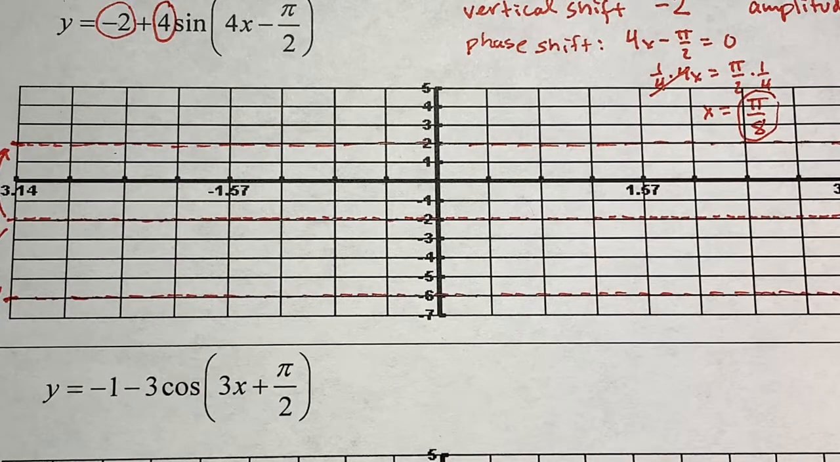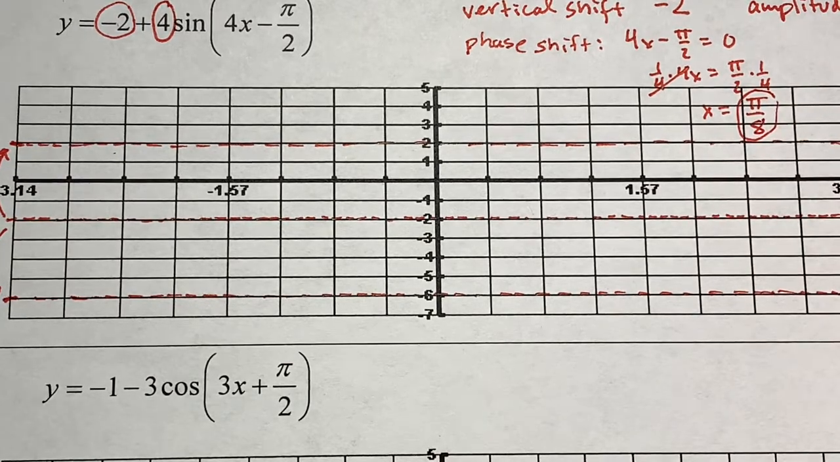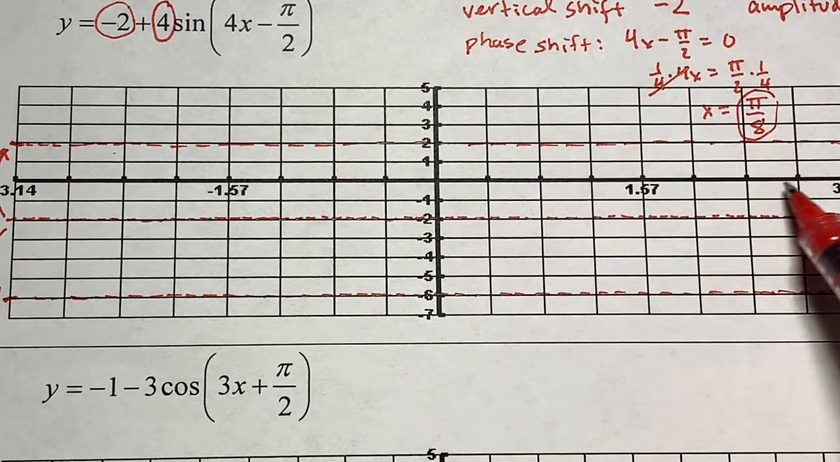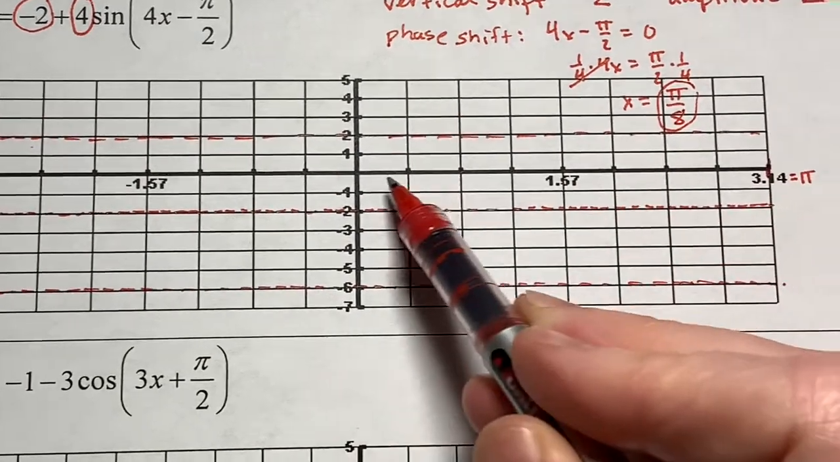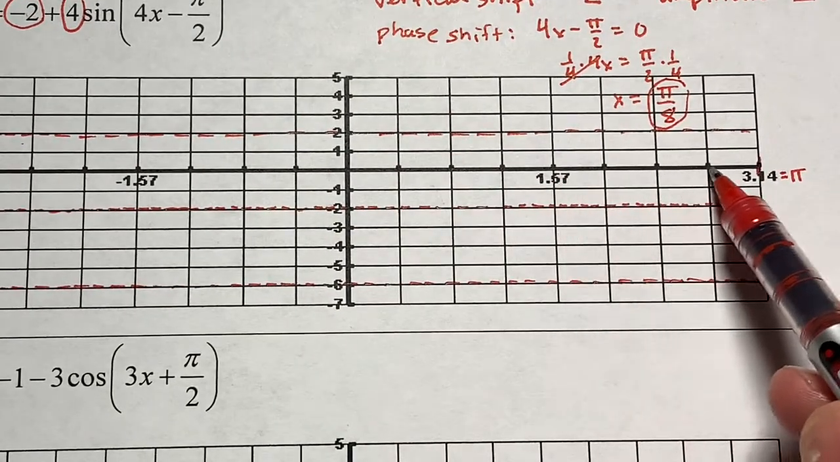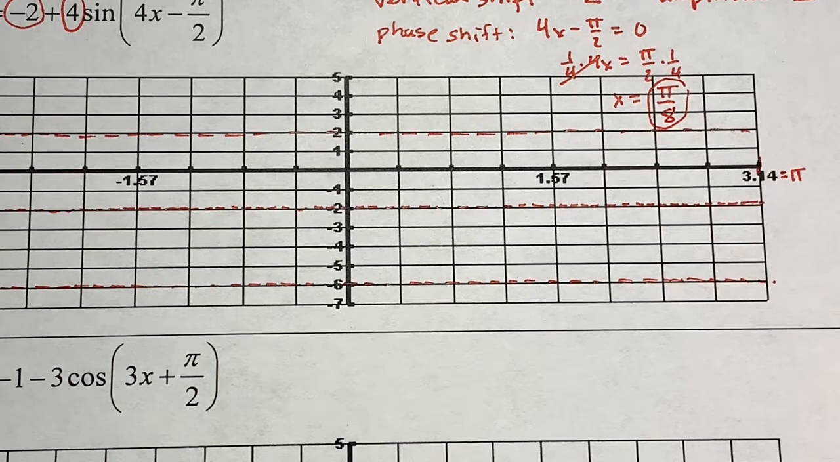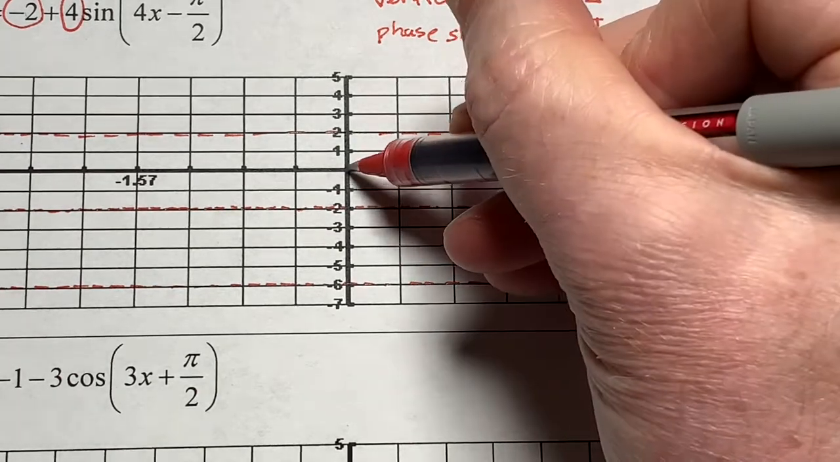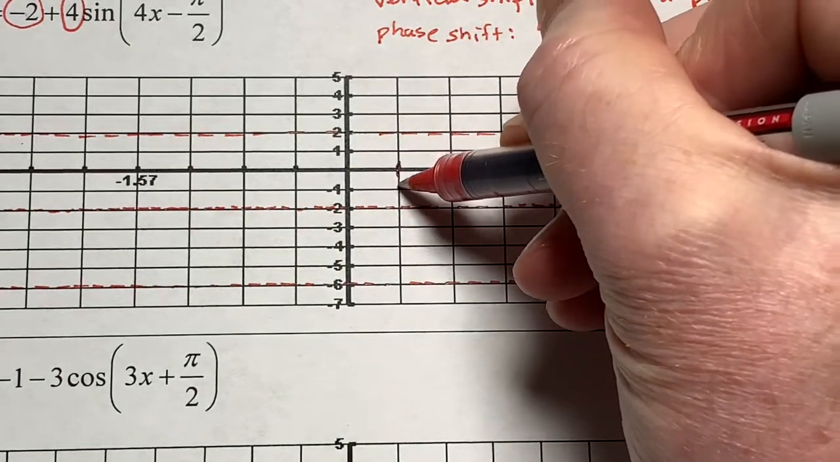What's pi on this number line? Well, on this number line, that's pi, 3.14. So I want to go to 1/8 of this pi. If that's pi, for 1/8 I would need to break this up into 8 tick marks: 1, 2, 3, 4, 5, 6, 7, 8. So 1/8 would be right there, that would be my pi over 8.